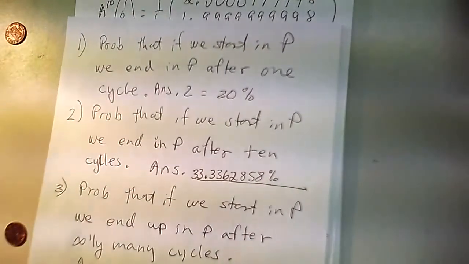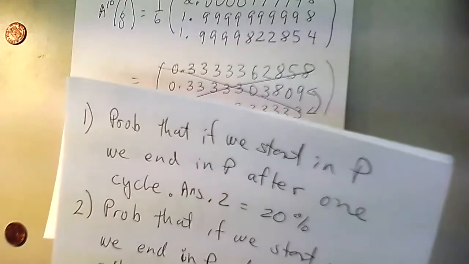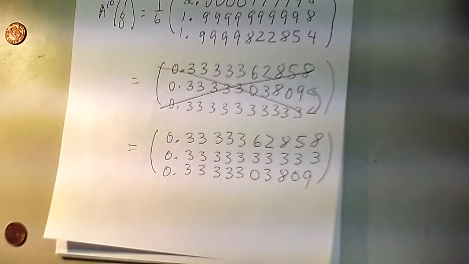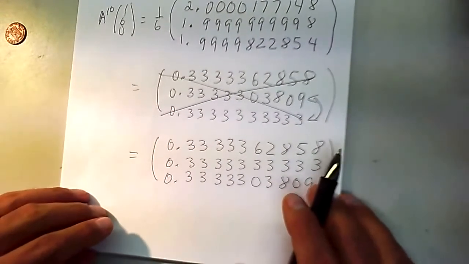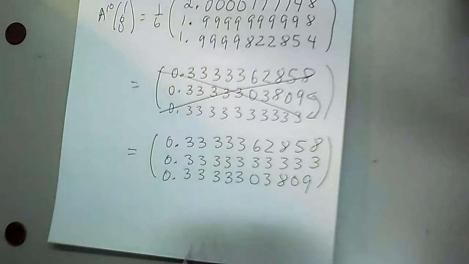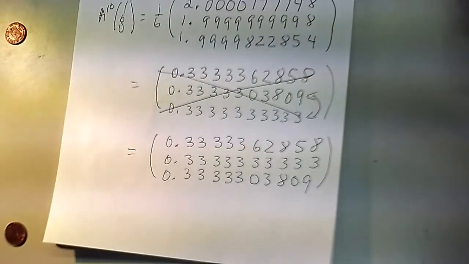Rather, 33 and 1/3%. So there's a 1/3 probability that if we start in town 1, we'll end up in town 1. There's exactly 1/3. After 10 cycles, after moving things around, if things have these probabilities. Yeah, that is very, very interesting.